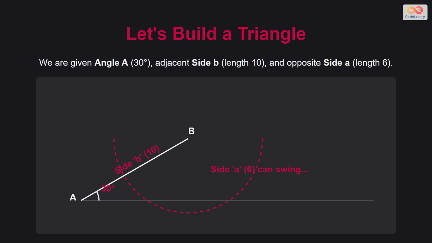Let's try to construct a triangle with a specific set of side-side angle values. Imagine we are given an angle of 30 degrees, an adjacent side of length 10, and a side opposite the angle with a length of 6. We start by drawing our base, then the 30-degree angle and the side of length 10. Now, the third piece of information is the side of length 6, which must connect from the top of our known side down to the base. Where could it connect?